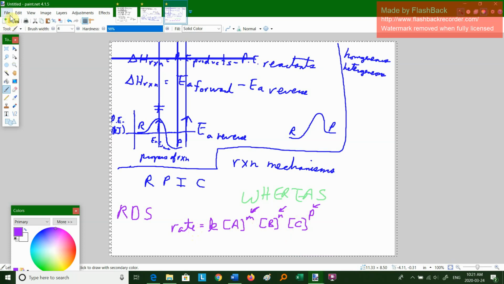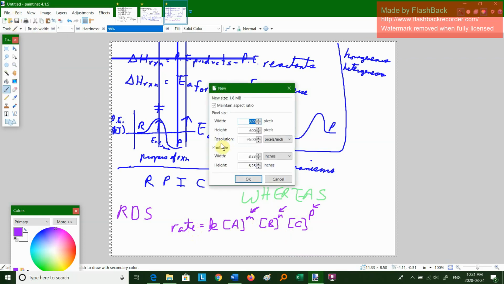Okay, let's get a new page here. Let's go to 11.33 inches for my width.